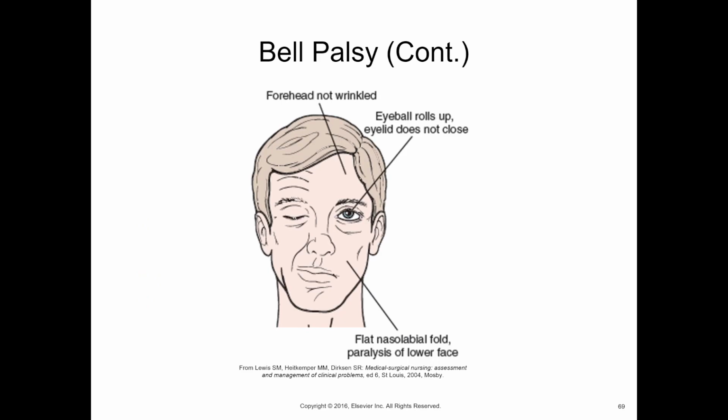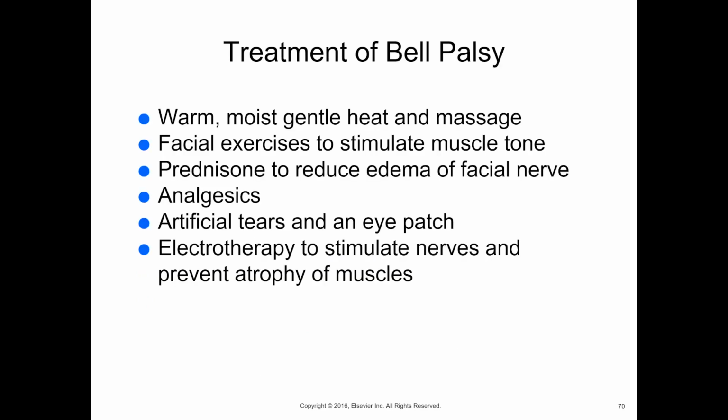Typically, though, Bell's palsy is associated with things like viral infections. They like to do a lot of facial-based exercises. Occupational therapy can be great for this type of stuff. Analgesics. You might need temporarily artificial tears because your facial nerve actually helps innervate the lacrimal gland. And you might need an eye patch as well.